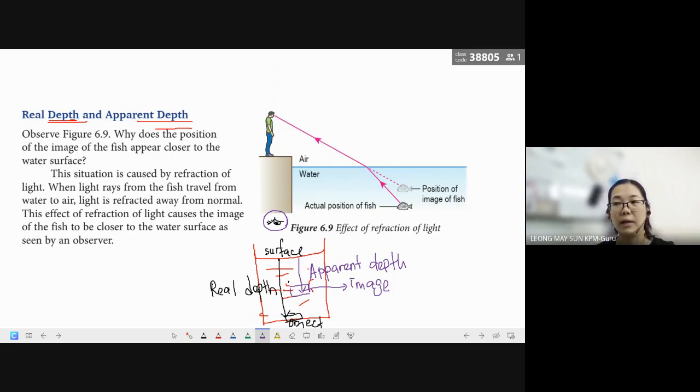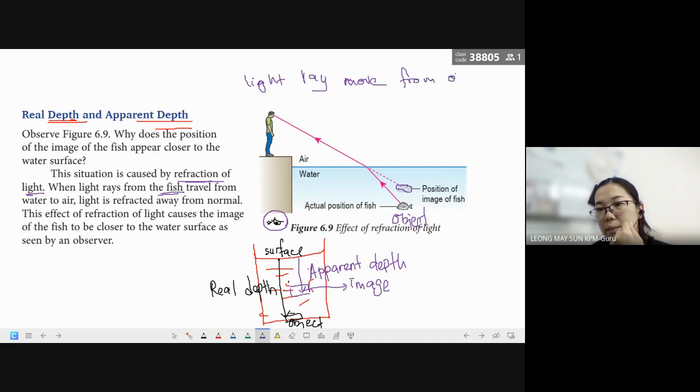So over here, if any of you had the opportunity to go to the seaside, or if you look from the top view of the aquarium or the pond, you can see that the object, the fish or the coral, for example, looks much higher. It looks like it's closer towards the surface. This is because of the refraction of light. So the fish is actually the object. Light ray will move from object towards the eye.